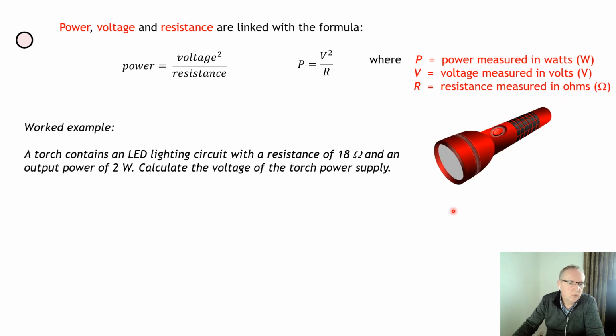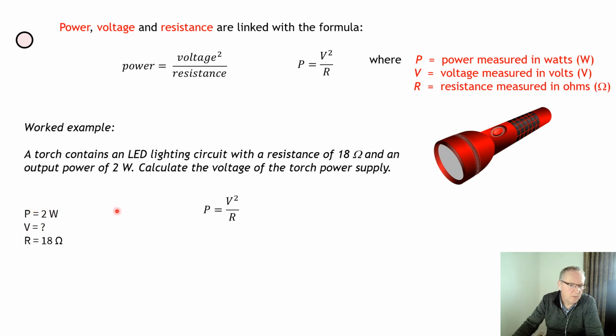Another worked example. Here we've got an LED torch, and it's got a lighting circuit which has got a resistance of 18 ohms, and it's an LED torch, so it's going to have a really low power output, only 2 watts, and we have to calculate the voltage of the power supply. In this case, it's going to be a battery or batteries. So standard thing, copy down the information with the correct symbols on the left-hand side. And that's going to point you to hopefully the right equation.